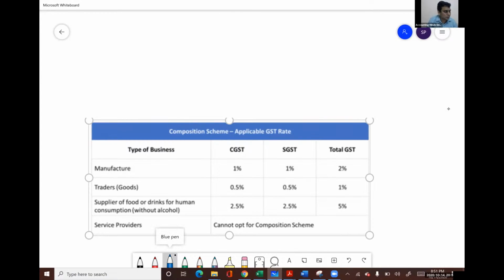Sai Krishna, you want to say something here? Yes, sir. You continue. I thought you would say that. 0.5%, 0.5%. That's how much? 1%. Manufacture how much? 1%. 1%, 0.5% and 0.5%. CGST 0.5%, SGST 0.5%.